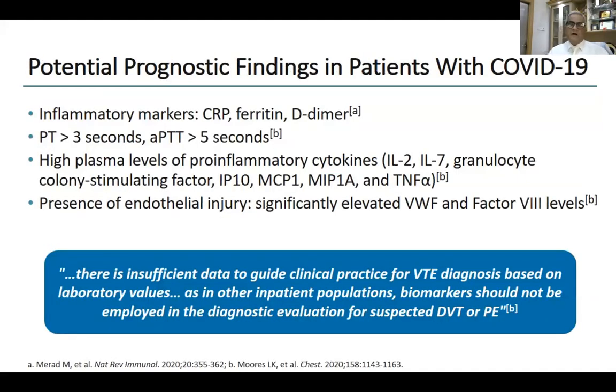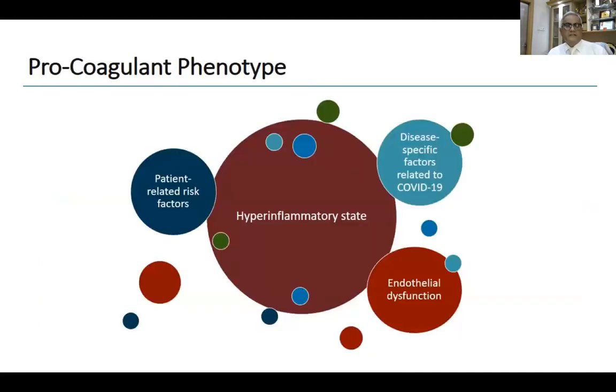So the prognostic marker of COVID-19, that is very important. We know that inflammatory markers like CRP, ferritin, D-dimer, prothrombin time, high plasma level of pro-inflammatory cytokine, and the presence of endothelial injury, particularly significantly elevated von Willebrand factor and factor 8 level. This is very important. Although I have to say that at the moment we do not have enough data to guide clinical practice for VTE diagnosis, but we know that VTE is an important vascular manifestation, in particular in COVID-19 infection.